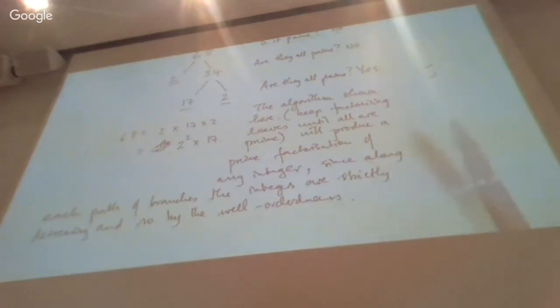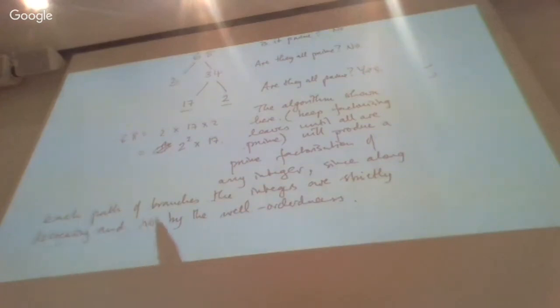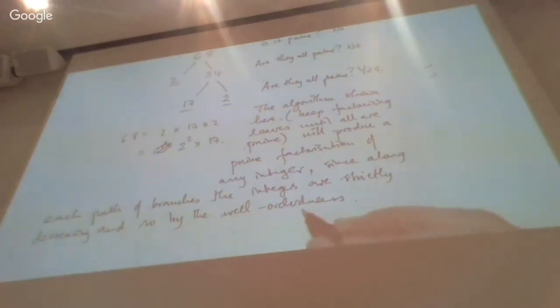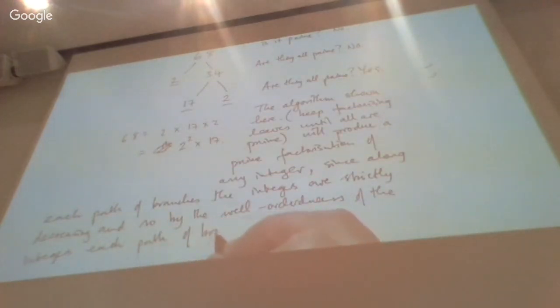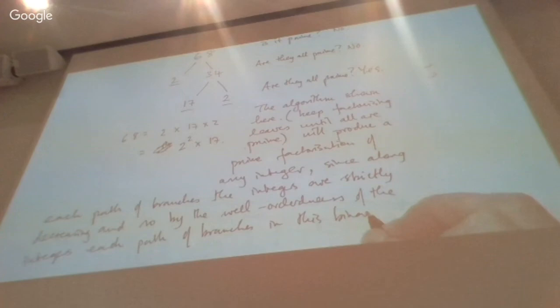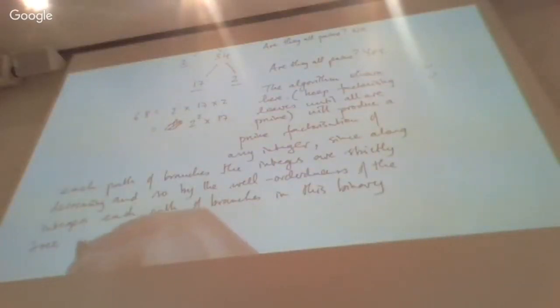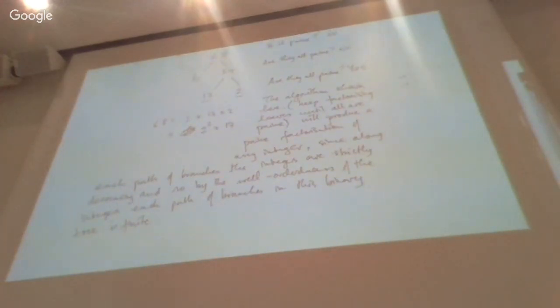Sorry, I'm writing that quickly. So this will produce a prime factorization of any integer, since along each path of branches, the integers are strictly decreasing. And so by the well-orderedness of the integers, each path of branches in this binary tree is finite. So the algorithm will end. It's not the case that sometimes you get stuck in a loop where one of these branches will go on forever and you'll never get a prime factorization.